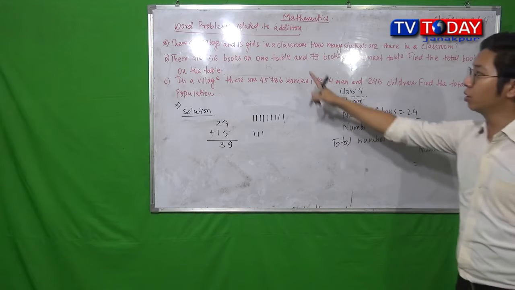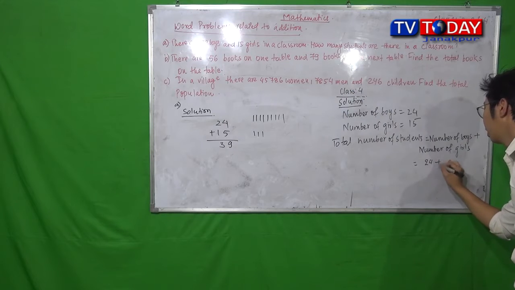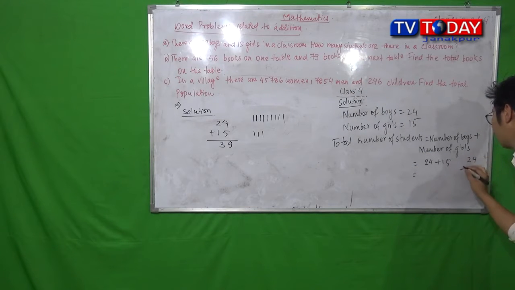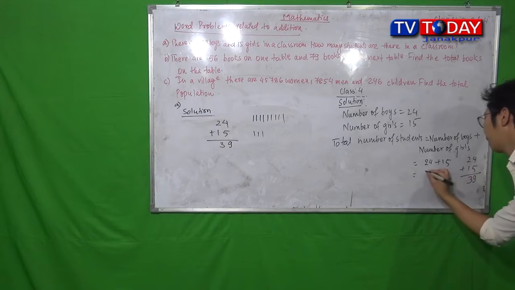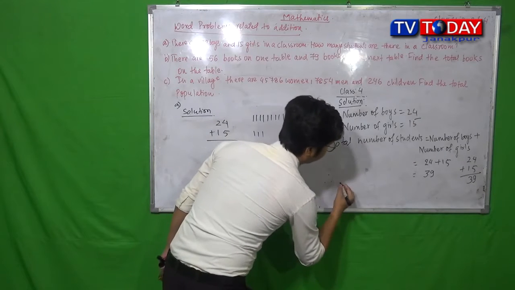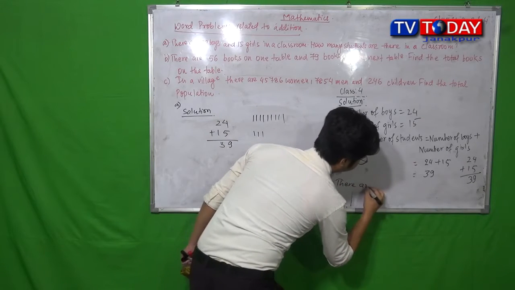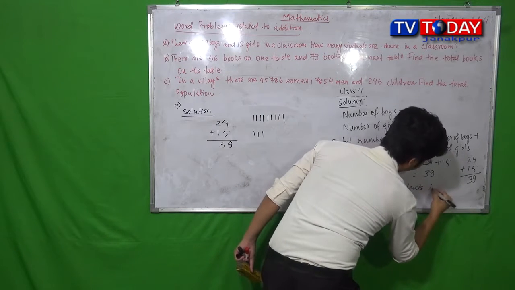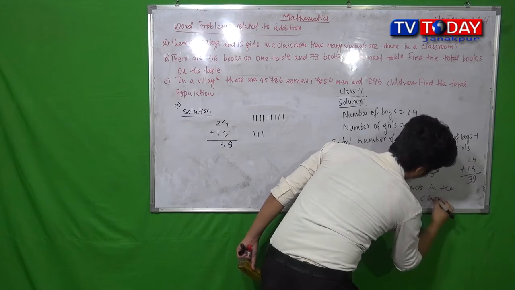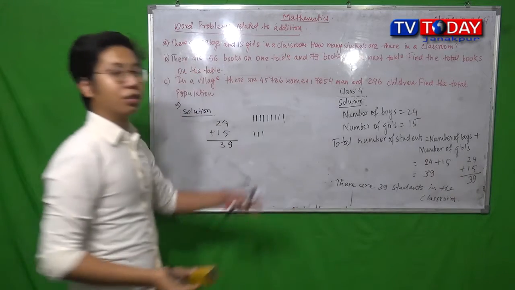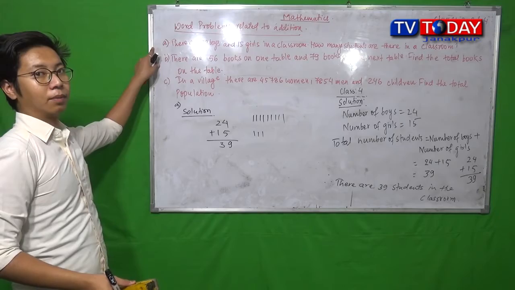Number of boys is how much? 24. Number of girls is how much? 15. After adding 24 plus 15, how will you get? 4 plus 5, 9, 2 plus 1, 3, 39. So at last you will write here what? Therefore, there are 39 students in the classroom. This is your answer for the first question.